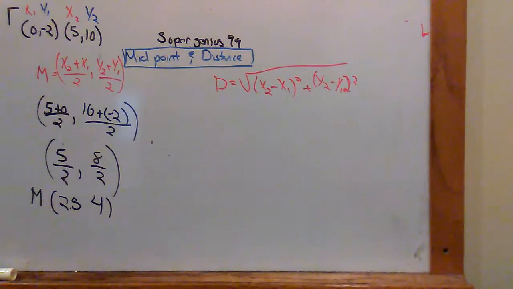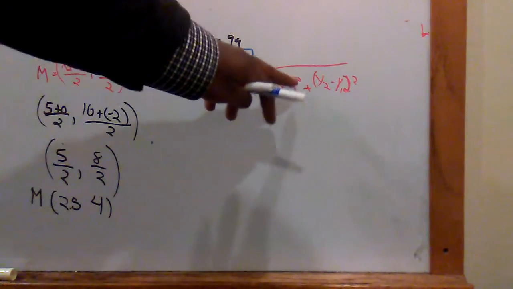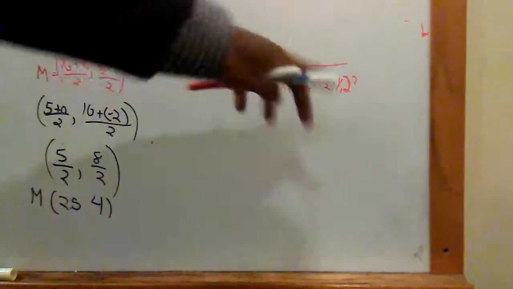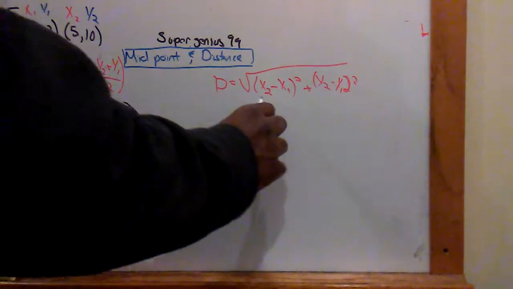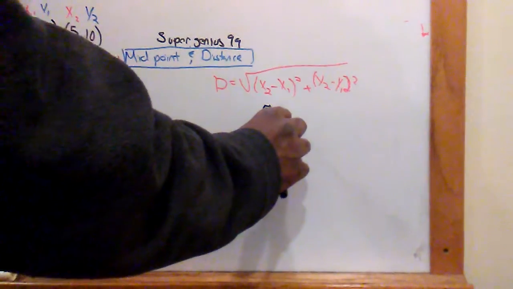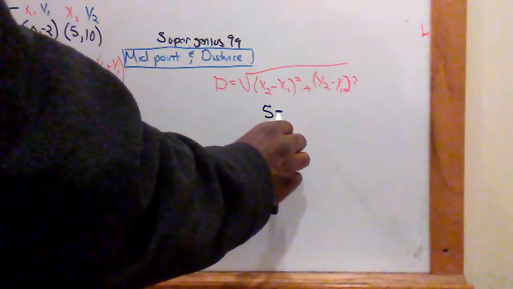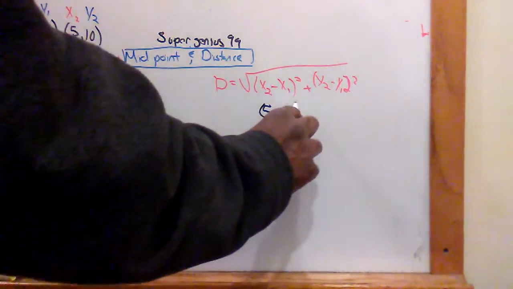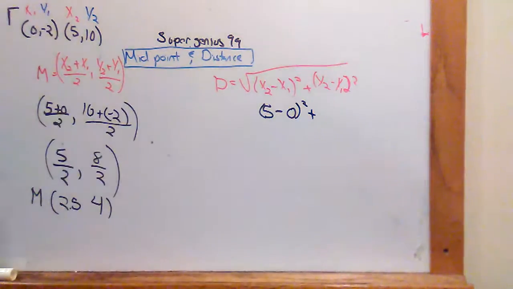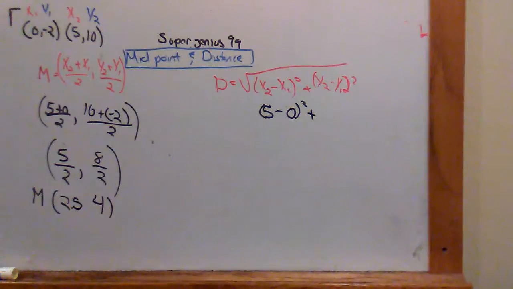And then the distance formula, what is that? The square root of the sum of the squares of the differences, right? The difference of the x's squared plus the difference of the y's squared, and get the square root. So let's just plug it in. So x2 minus x1. And y2 minus y1.